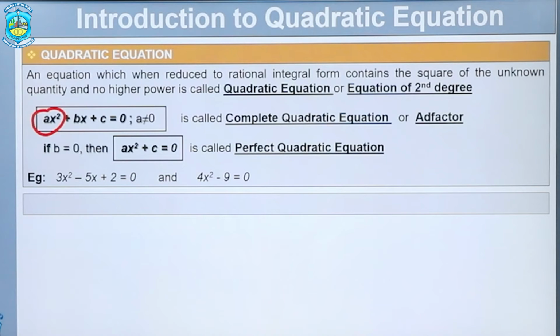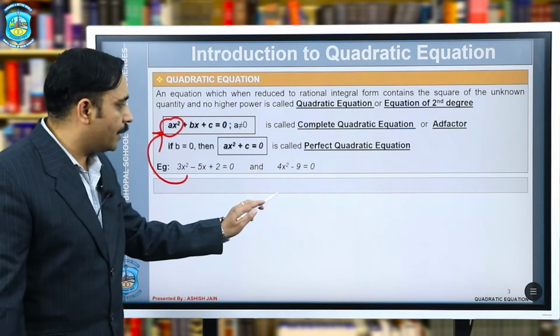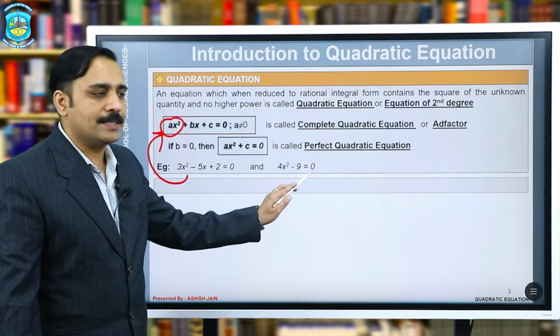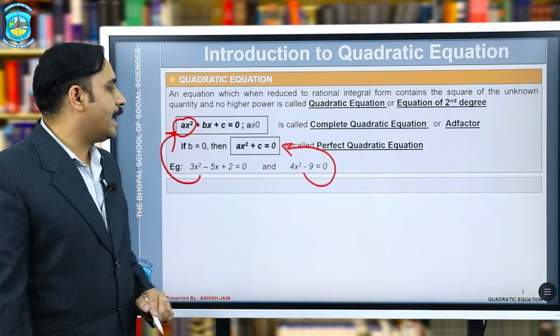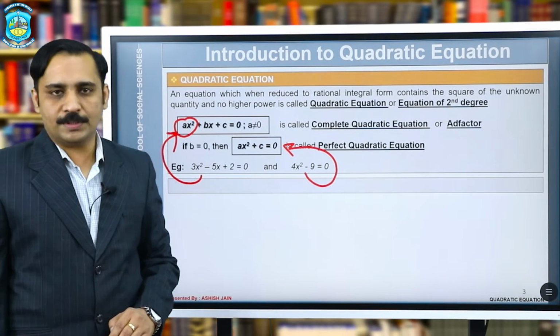Let us see this with an example. We have 3x square minus 5x plus 2 is equal to 0. It is of the form ax square plus bx plus c is equal to 0. The second equation, 4x square minus 9 is equal to 0. It is of the form ax square plus c is equal to 0.